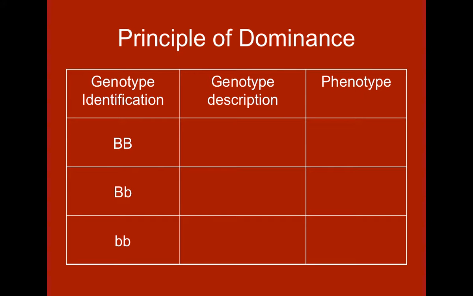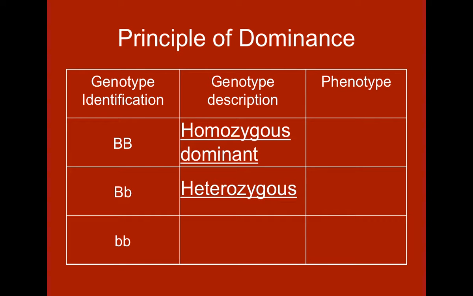So if I have a genotype of capital B capital B, that would be homozygous dominant, because both of them are the dominant gene. If I have capital B, little b, I would be heterozygous. And if I have little b little b, I will be homozygous. They're the same, but this time they are not dominant, they are the recessive allele.